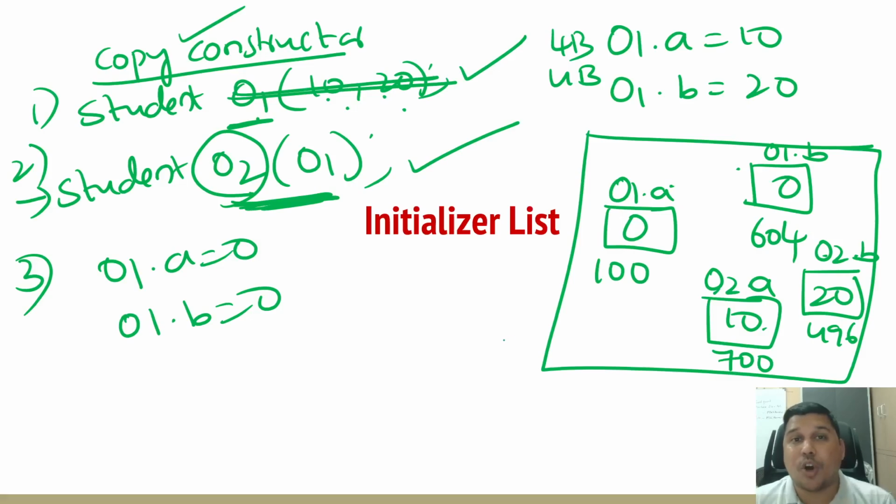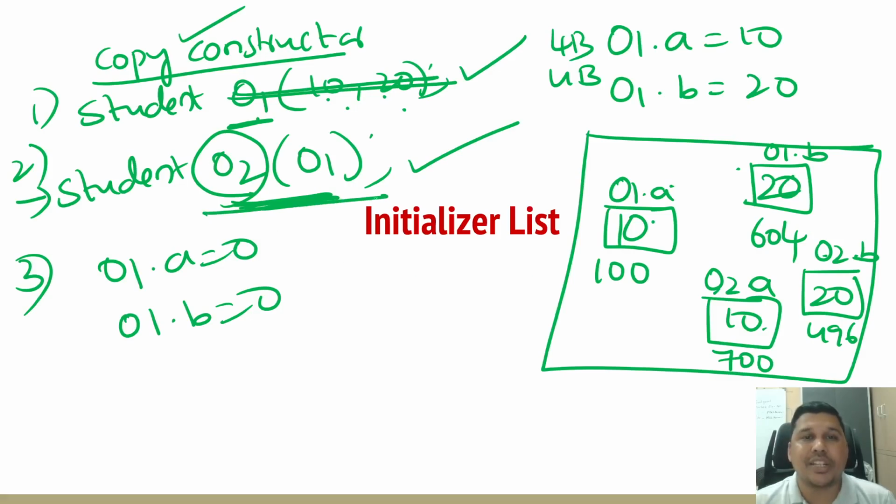So what is happening in the copy constructor? We are actually creating two more variables A and B and copying the values of object 1's A and B into object 2's A and B, right? So the values are separate and the memory allocations are different. In this copy constructor concept, O1.A and O1.B contain 10 and 20, right?